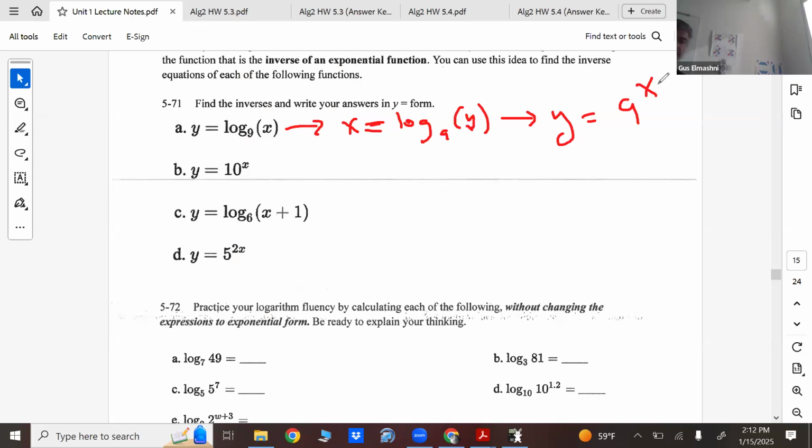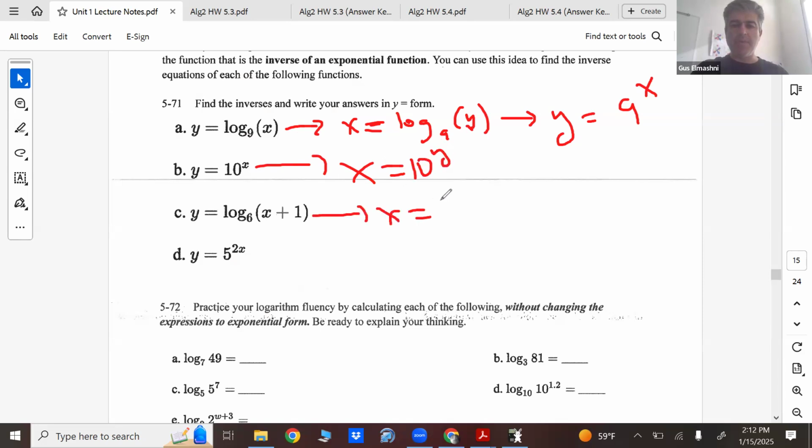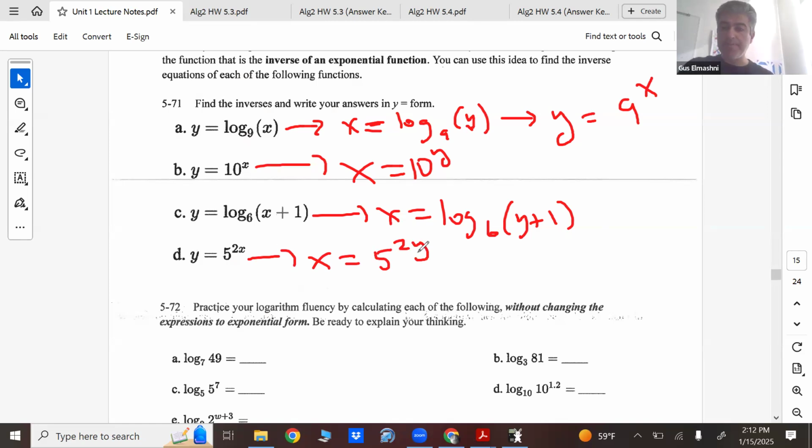So let me set up B, C, D and have you guys try them on your own, because you guys need some practice and my voice needs a break. So for B, x equals 10 to the y power, get y by itself. For C, x equals log base 6 of (y plus 1), get y by itself. For D, x equals 5 to the 2y power, get y by itself.